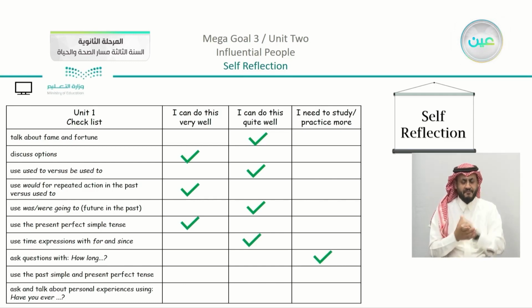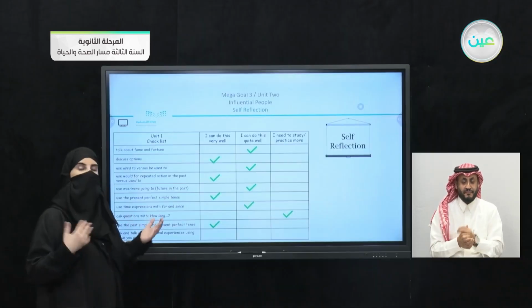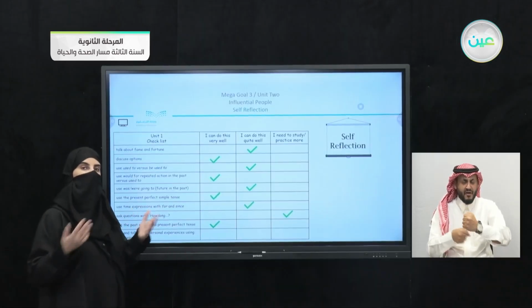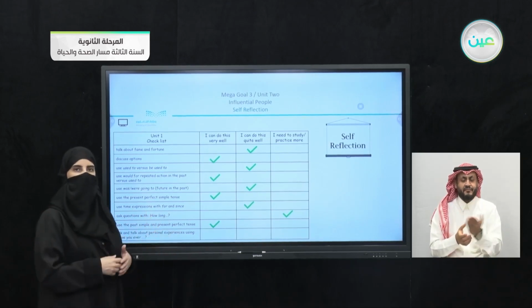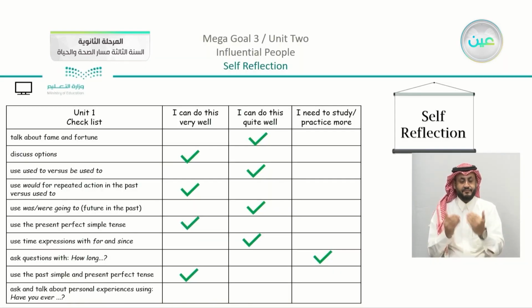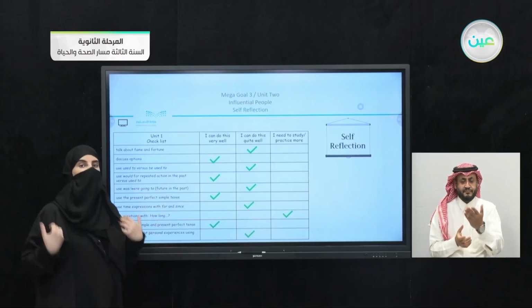Use the past simple and the present perfect tense. Actually, to make sure that you understand the difference in structure between the two, as well as the meaning. We have the last one, ask and talk about personal experiences using have you ever. Now this one is very, very easy. These are the parts that I evaluated myself.